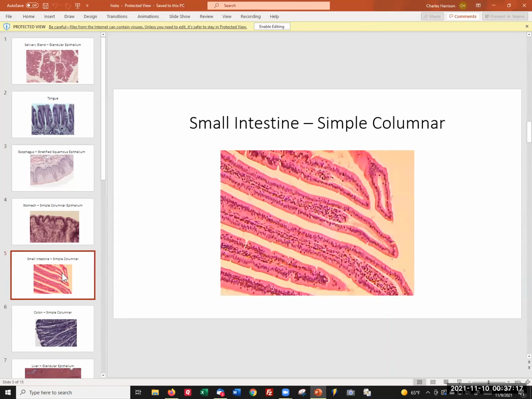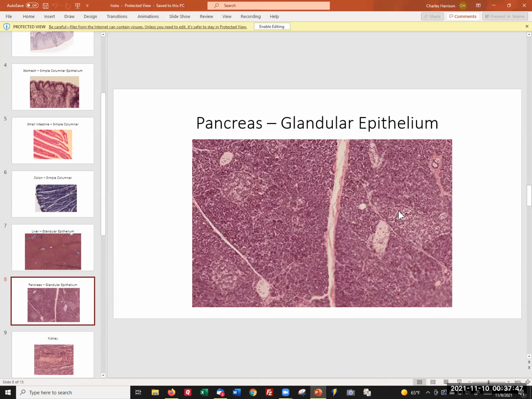And here's the pancreas again. Here's an islet. Here's an islet. Here's the separation of lobes. So it's glandular epithelium. Here's an islet over here. And the rest are enzyme producing cells, pancreatic amylase, and they are called acinar cells.